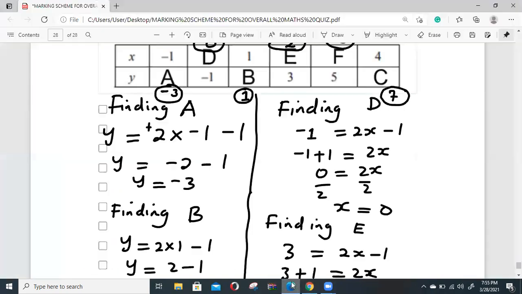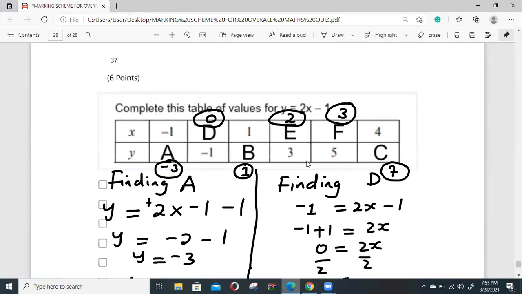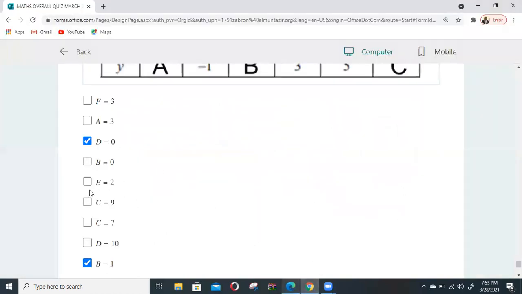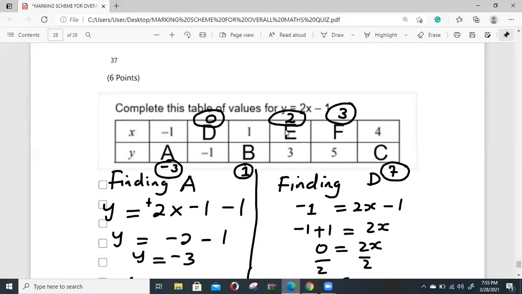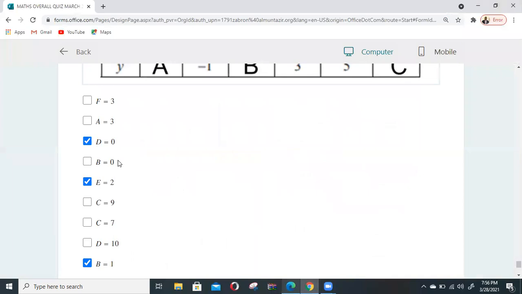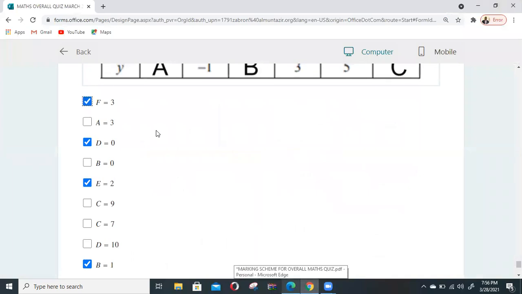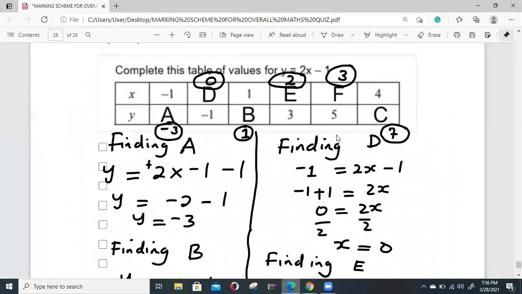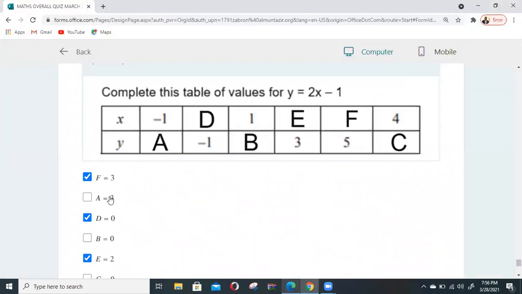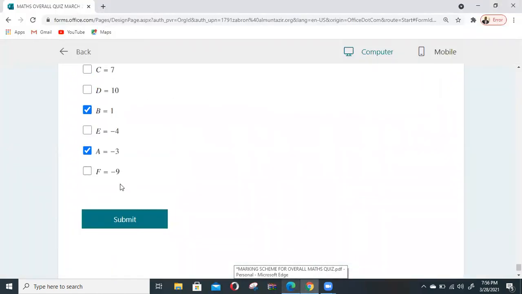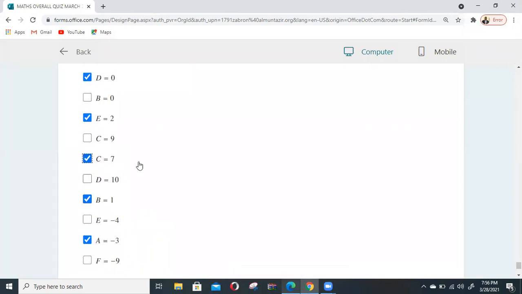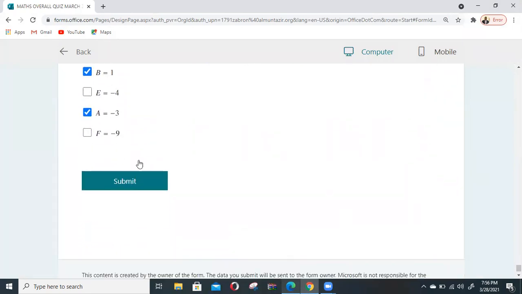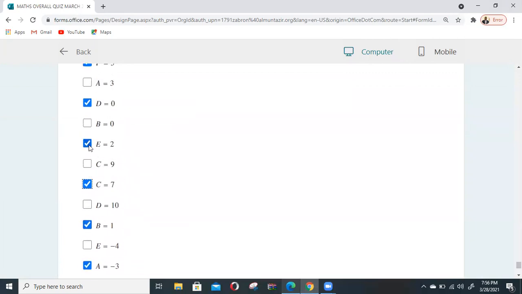What next? E is 2. So go ahead choosing E is 2. And what next? Do we have anything? F is 3. How about C? C is 7. Good. Now we have 1, 2, 3, 4, 5, 6.